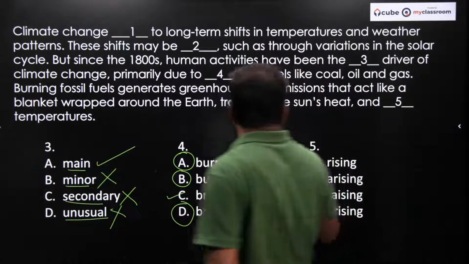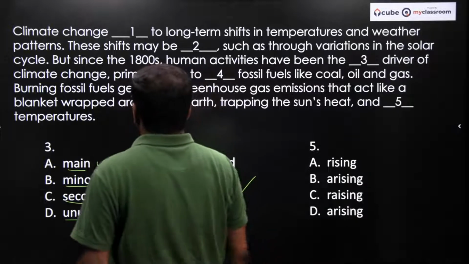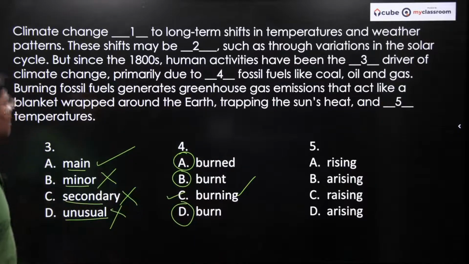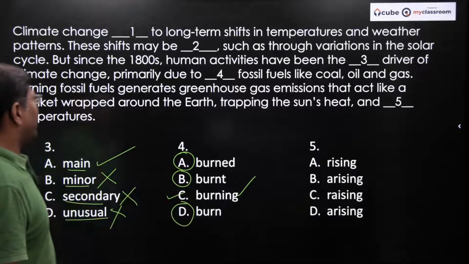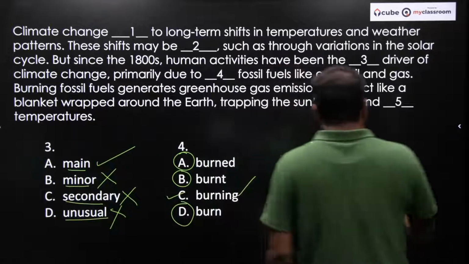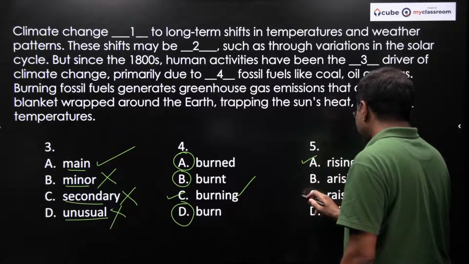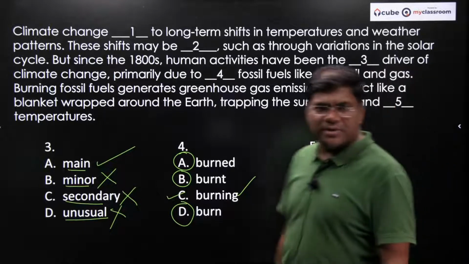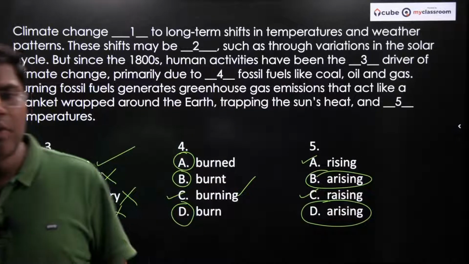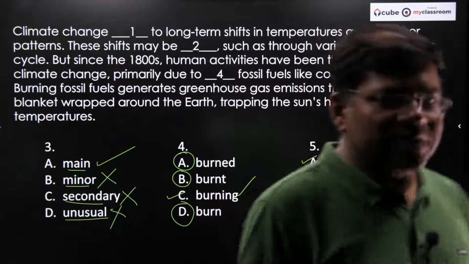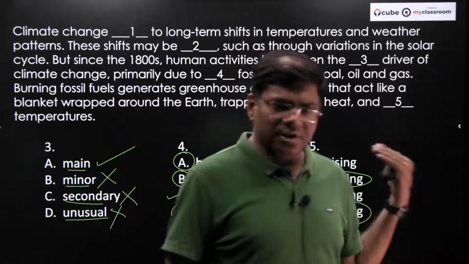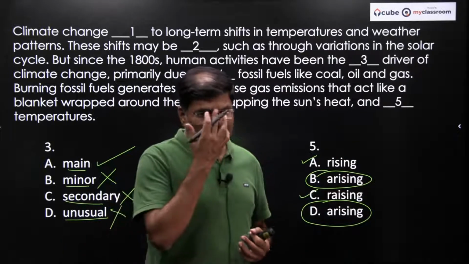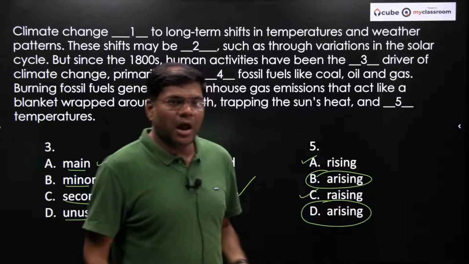Going ahead, we have a very, very interesting fifth blank. It says here, burning fossil fuels generates greenhouse gas emissions that act like a blanket wrapped around the earth, trapping the sun's heat and dash temperatures. So you have rising temperatures or raising temperatures, so both B and D are in fact the same. If you look at the screen, options B and D are the same. How can you have two right answers? That means both B and D will go out, though it's a printing mistake from our end. Whenever two options mean the same, then they will go out. Now you might say, sir, even rising and arising mean the same, then how can you choose between the two?